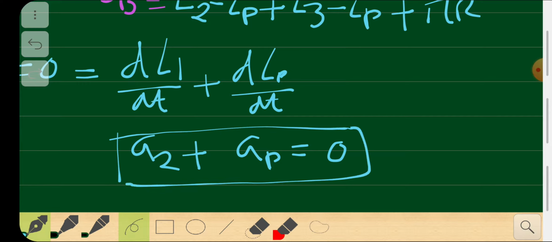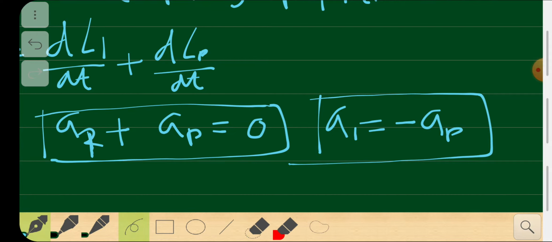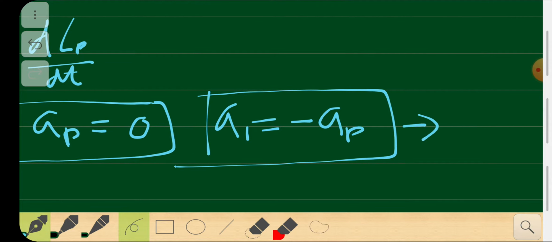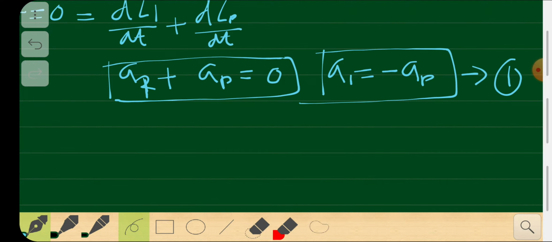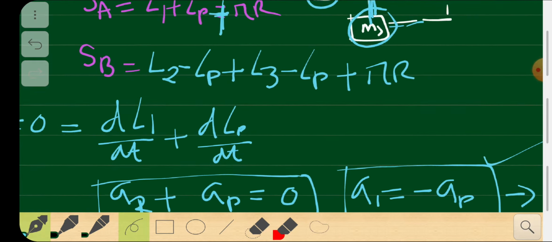Now the next thing we can do is simplify that and say a1 for the mass one must be equal to minus ap. So ap is equal to minus a1, or a1 is equal to minus ap. Let's call this equation 1, right? So that's one thing. I have some glimpse of the acceleration here. So if you take the derivative, this is just the length, right?